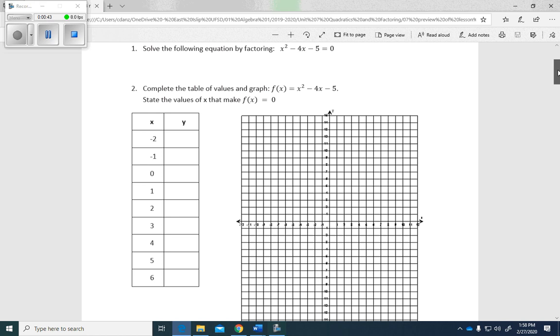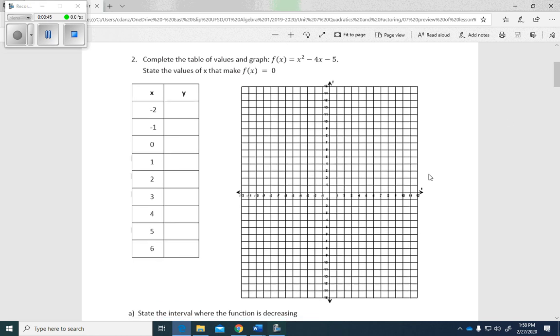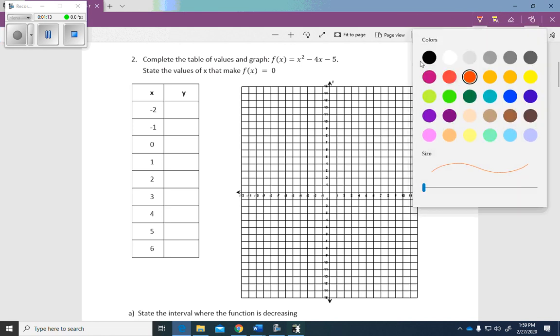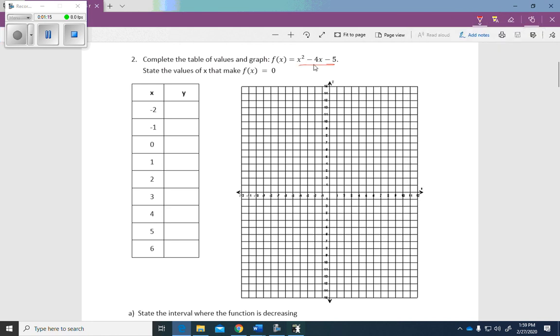graph. Now, actually, completing a table of values is not so new to you at all. We can easily just enter this into our graphing calculator and copy the information from the table feature. So in our y equals, if you have anything there, of course, clear it out. So we'll put in the equation of x squared minus 4x minus 5. That's the equation that was given to us.